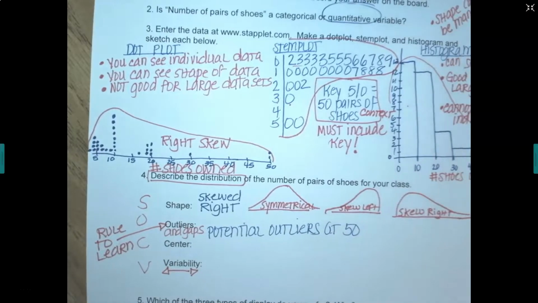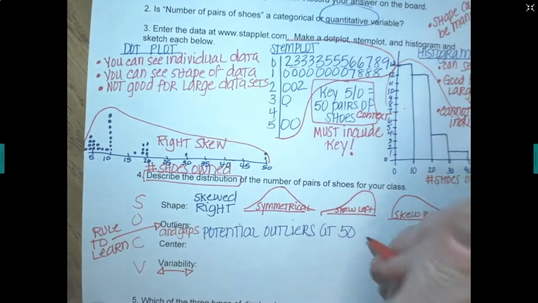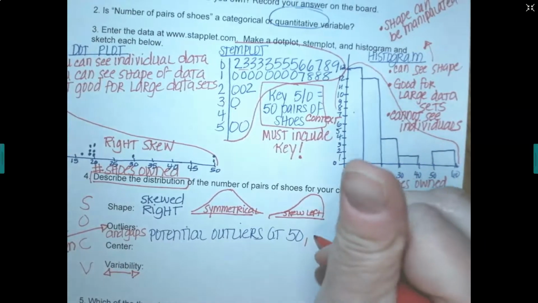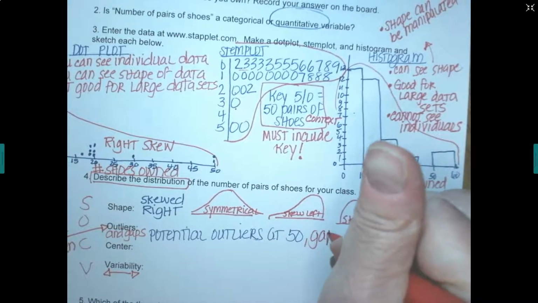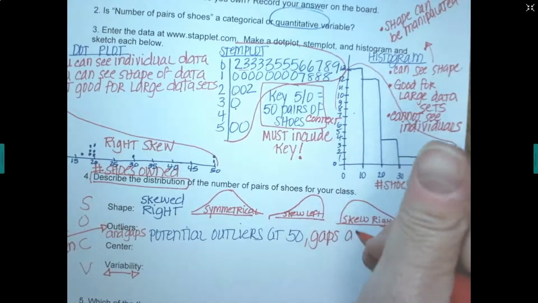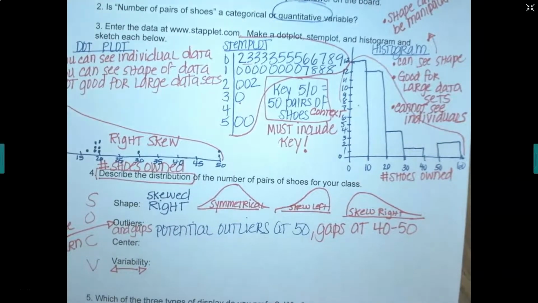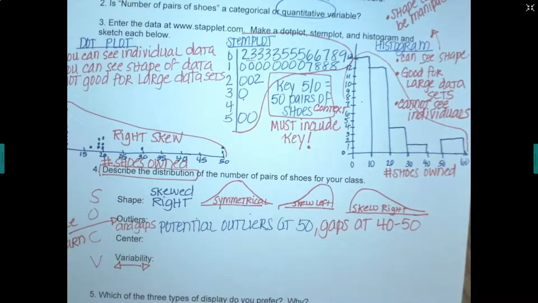located. Here, we could mention the gaps. See how there's no data that falls between 40 and 50? So I'm going to say gaps at 40 to 50. So you're just describing what you're seeing to somebody else. Okay, then we have our center.